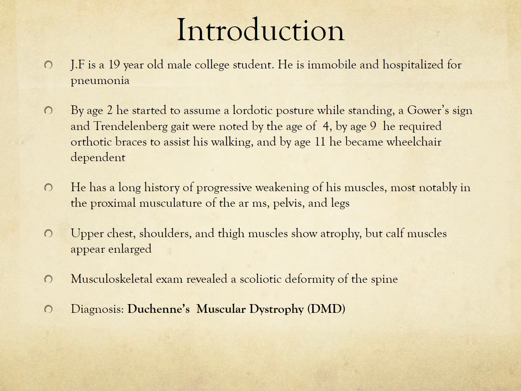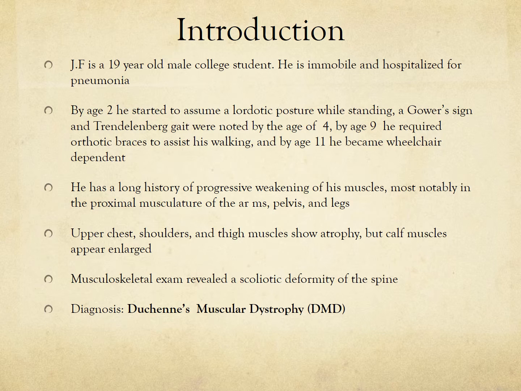To introduce our case, JF is a 19-year-old male college student. He is immobile and hospitalized for pneumonia. By age 2, he started to assume a lordotic posture while standing. A Gower's sign and Trendelenburg gait were noted by the age of 4.